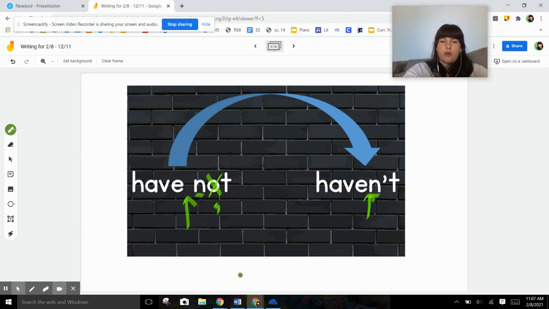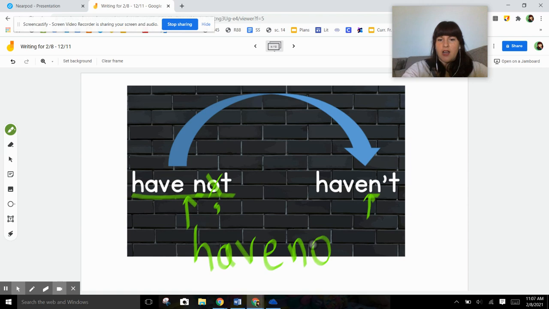So when we take the words have not and turn them into haven't, keep have, we squish not real close to it, then we take away the O, and we replace it with an apostrophe. And that's how we get the word haven't.